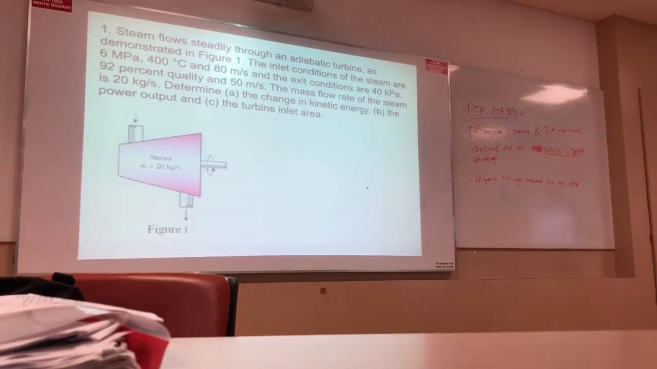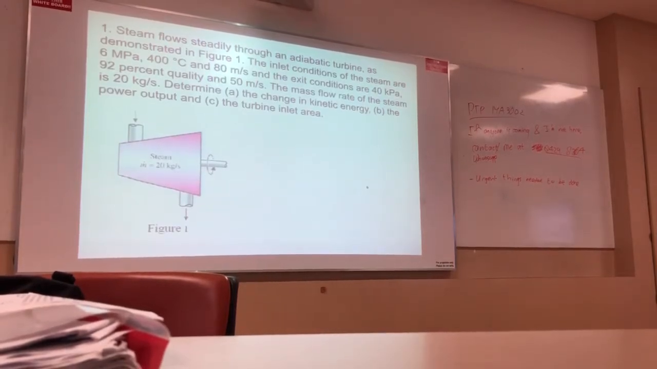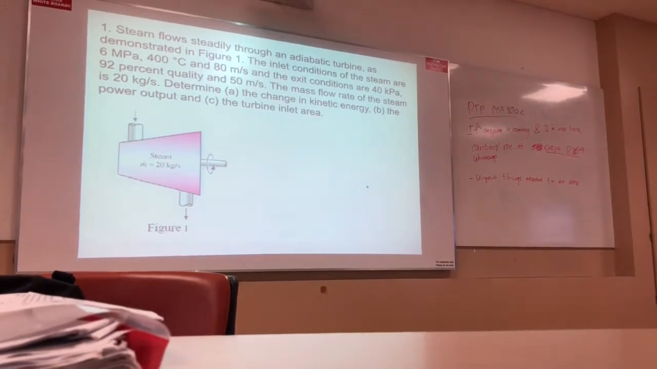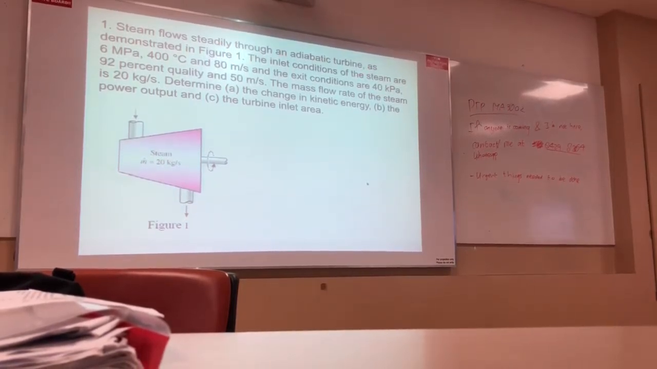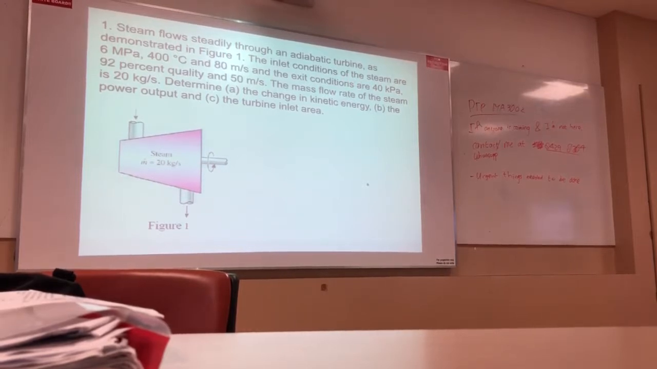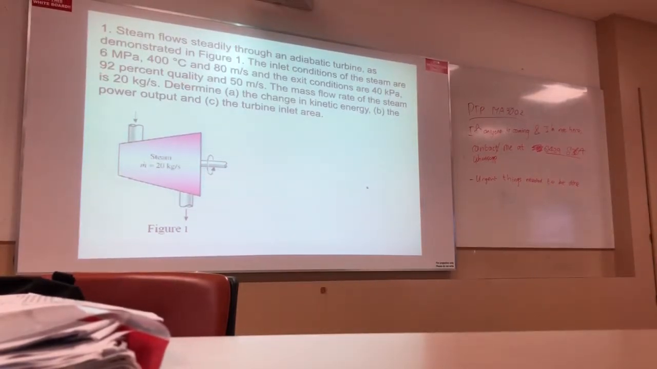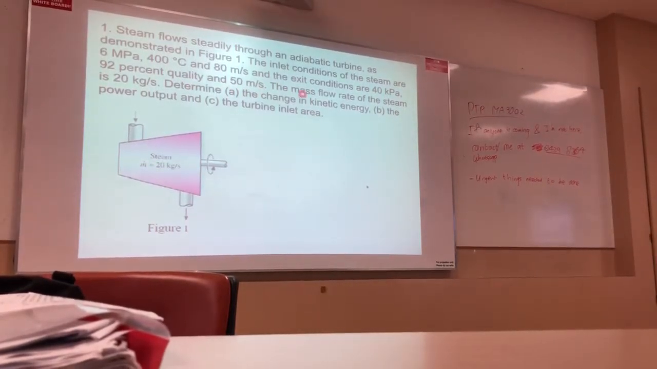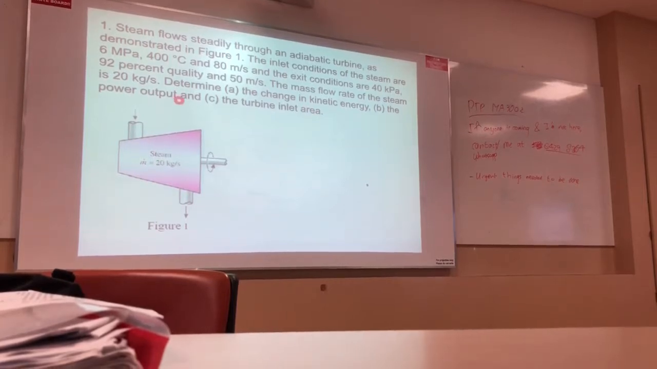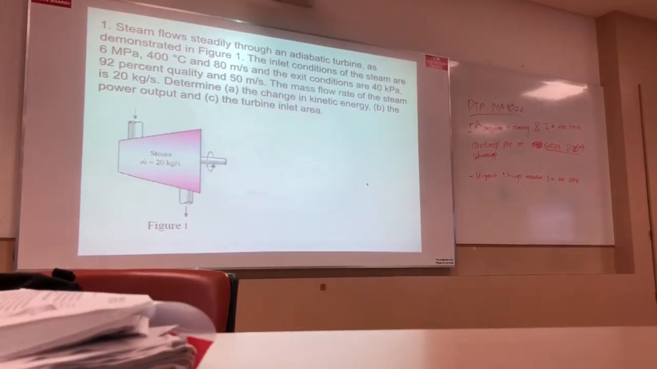So next one, the question. This is related to steam turbine. Steam flows steadily through an adiabatic turbine, as shown in this figure 1. The inlet condition of the steam are 6 megapascal, 400 degree Celsius, and 80 meter per second. And exit condition are 40 kilopascal, 92% quality, and 50 meter per second. The mass flow rate of the steam is 20 kilogram per second. Determine the change in kinetic energy, the power output, and turbine inlet area.